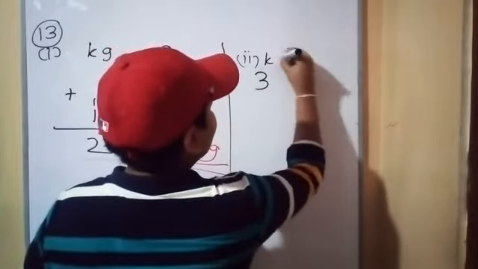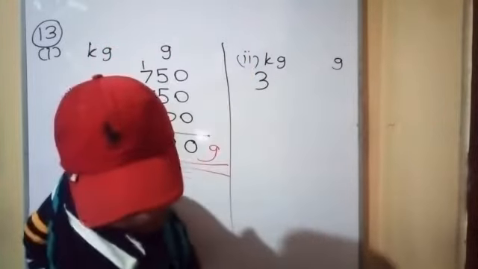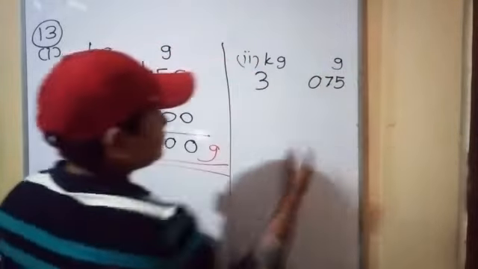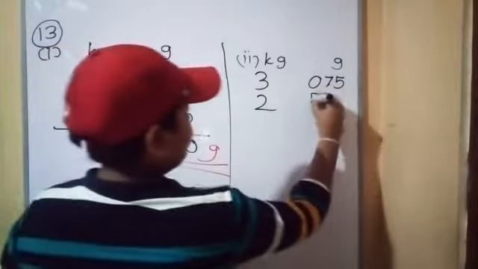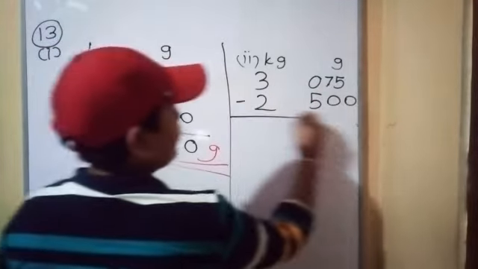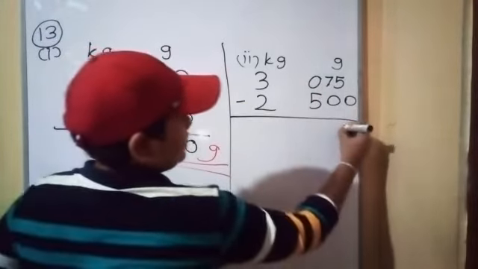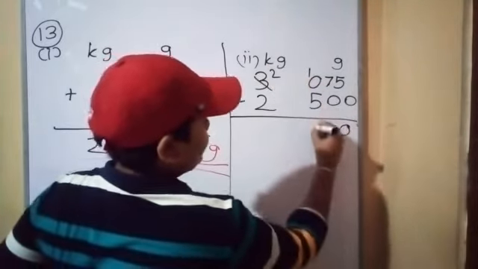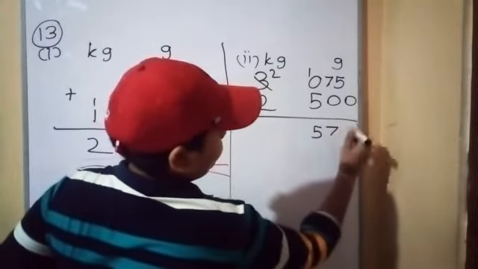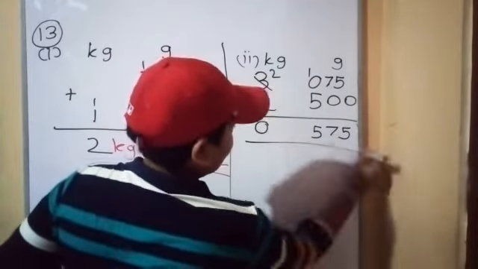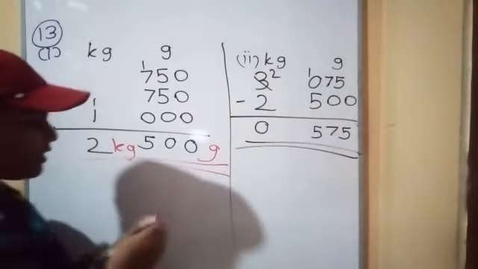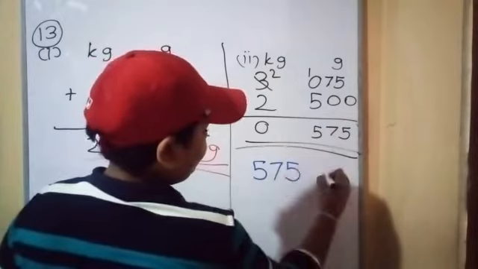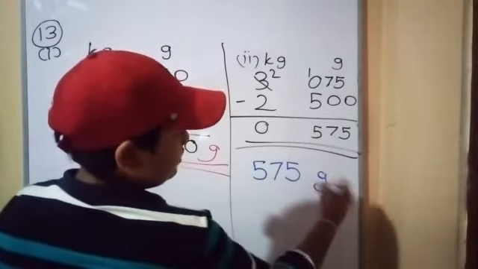3 kilograms, grams are 75. You can add a 0 also. Now the last, 2 kilograms 500 grams. Subtract now. 5 plus 7, right? Now they go for 10. Now they are 2, 5. This is the answer. So you can write 575 grams.